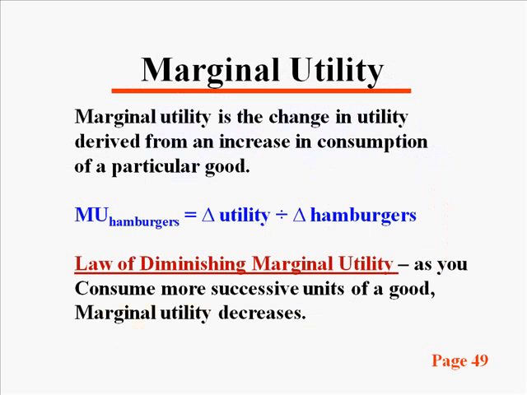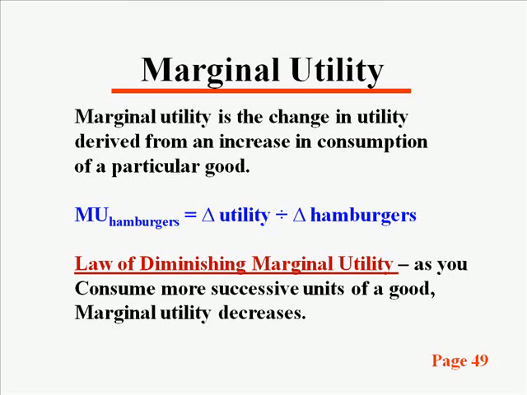Marginal utility is the change in utility derived from an increase in consumption of a particular good. So the marginal utility of hamburgers is the change in utility divided by the change in hamburgers. The triangle, in our case, stands for change in, and we'll use that quite a bit throughout the course of the semester, so it would be good to remember that. So the change in utility divided by the change in hamburgers gives us this marginal utility concept.